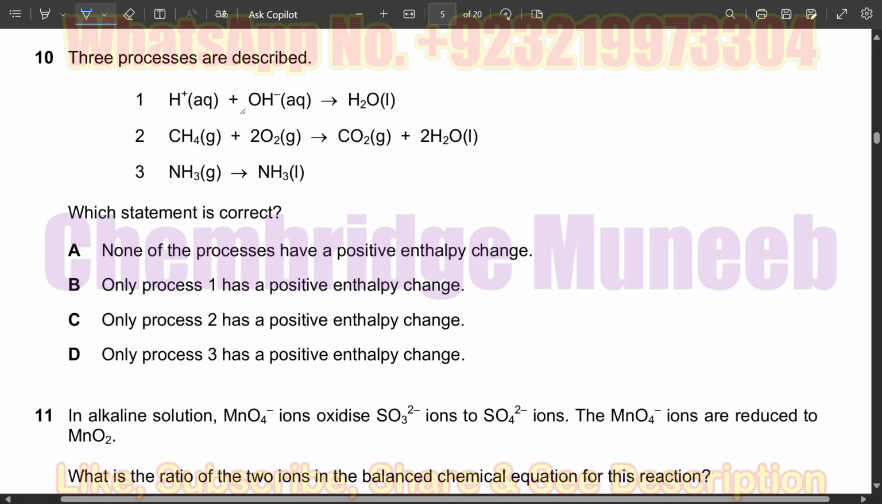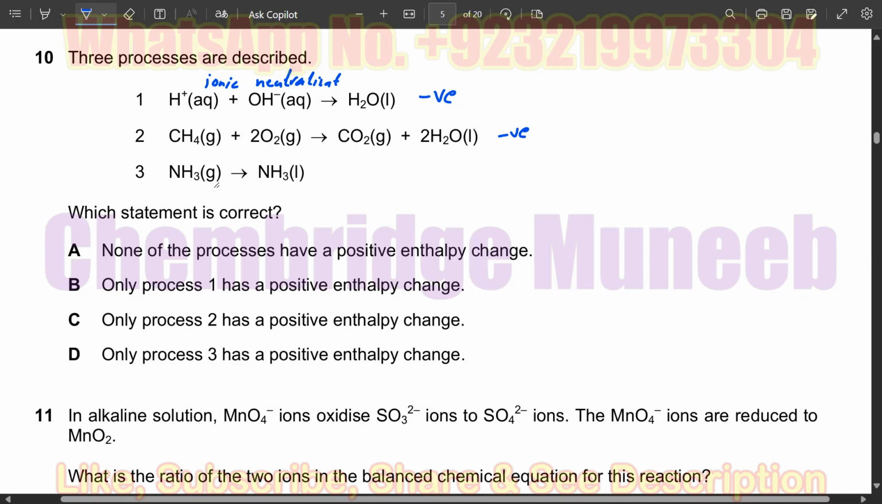The first reaction is basically the ionic equation of the neutralization. So neutralization reactions are always negative. They are always exothermic. Second case indicates the combustion of methane, and combustion reactions of organic fuels are always negative. And the third indicates the change in the physical state from gas to liquid. It is basically the condensation process.